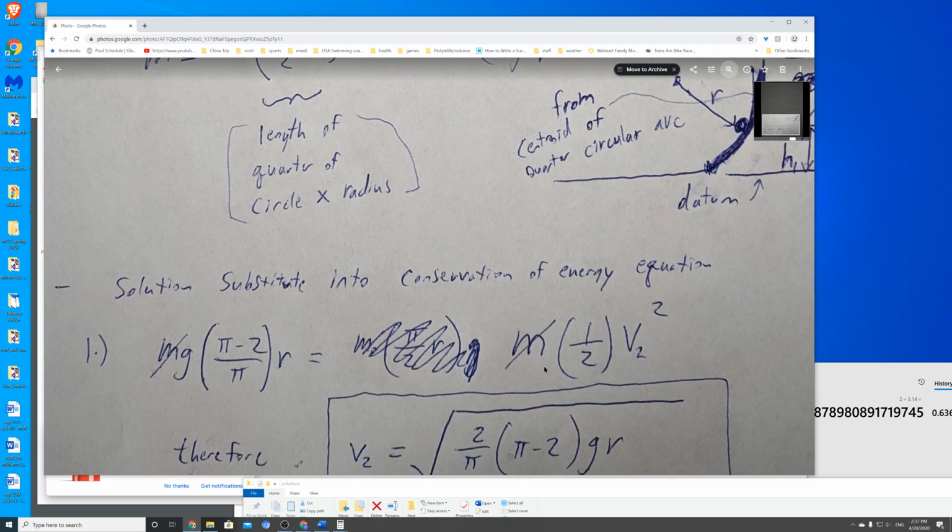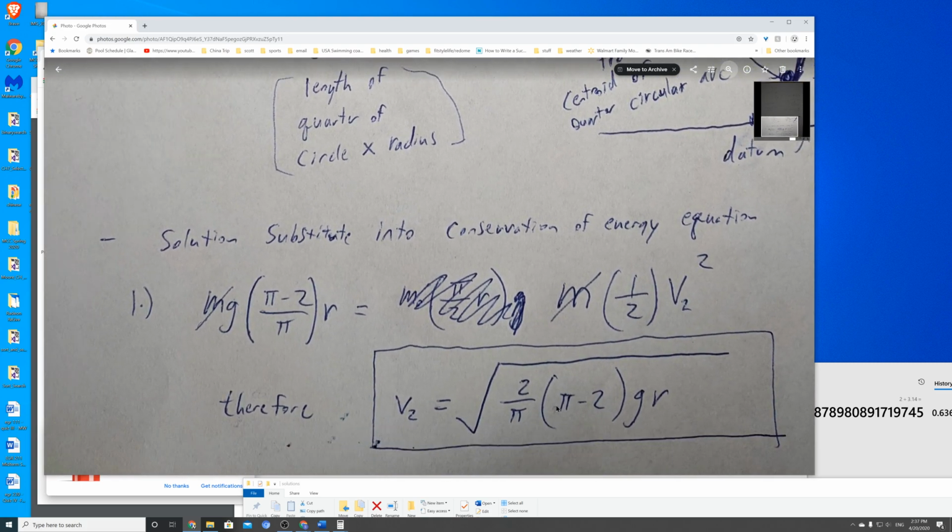So that's it. That's the final answer for this one. And like I said, the mass cancels out, so it's really irrelevant what the mass is. Given that it's frictionless, it's really irrelevant. And that's it for that.